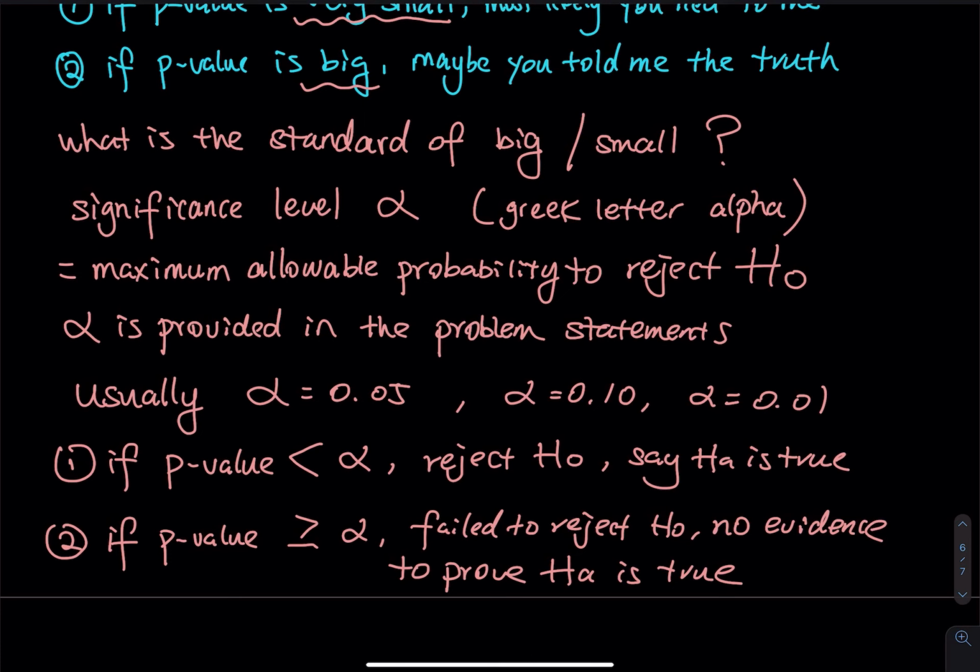All right, so that is the p-value and significance level alpha.